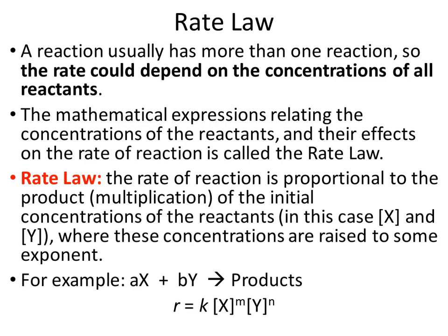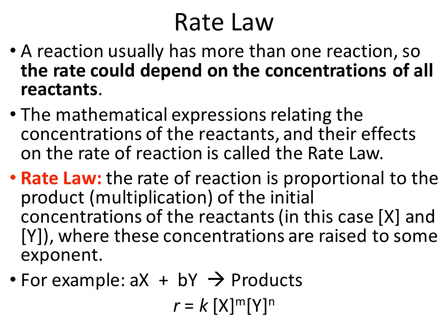So to put all these things together, we build an expression that expresses what's actually happening in our reaction. And we call this our rate law. Now, sometimes this is called the rate equation or the rate expression, but it all basically means the same thing. It shows the rate of the reaction, and it's proportional to the product, the multiplication, of the initial concentrations of the reactants raised to some kind of power.